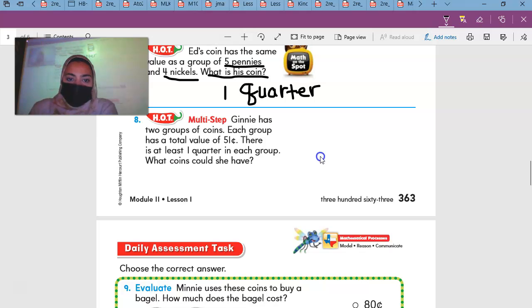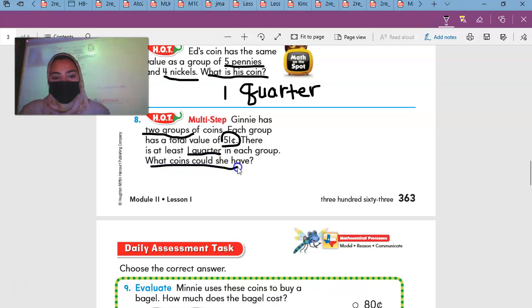That was very easy. All right, Jeannie has 2 groups of coins. Each group has a total value of 51 cents. There is at least 1 quarter in each group. What coins should she have? So she has 2 groups. She has 1 group. I'm going to draw a line, and this is the second group.